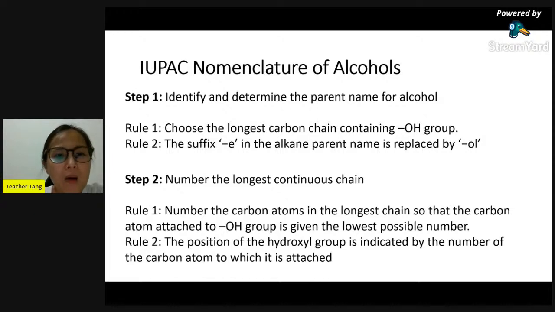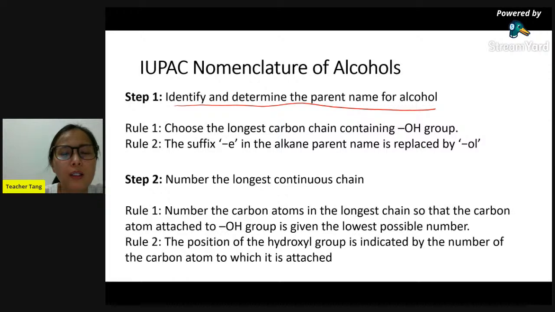To name alcohol, first we need to determine the parent. How to determine the parent? We need to look for the longest continuous carbon chain with the hydroxyl group. When we name the alcohol, the E at the back of the alkane changes to OL. So that is the first step: we identify the parent. Find first the longest continuous carbon chain with the hydroxyl group, and then when we name the parent, the E of the alkane changes to OL.